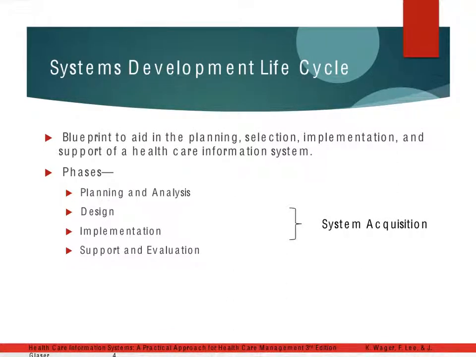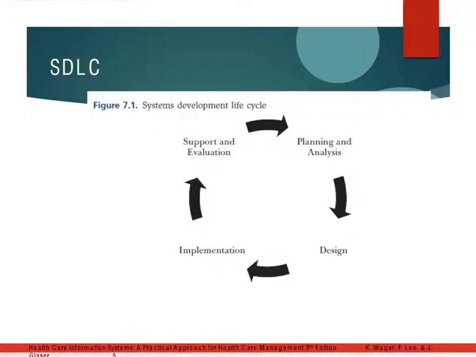So the systems development life cycle takes into account that no one would recommend starting any sort of project without a comprehensive plan. So this life cycle that we're going to talk about is very helpful to have a systematic and organized way to develop and acquire your new system. These are the 4 phases that you can see here: planning and analysis, design, implementation, support, and evaluation. So we're going to go into a little bit about each of these phases of the life cycle.